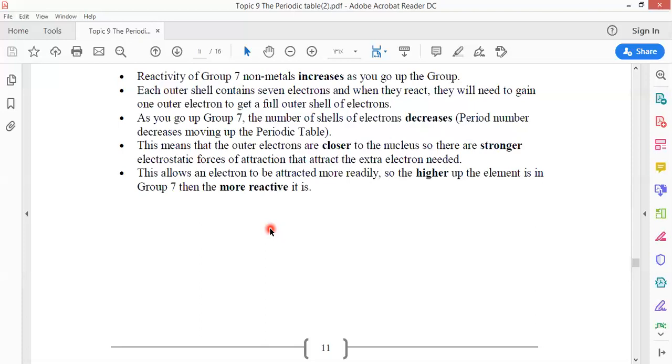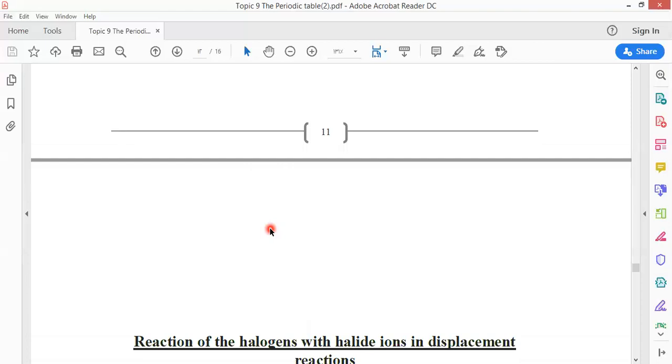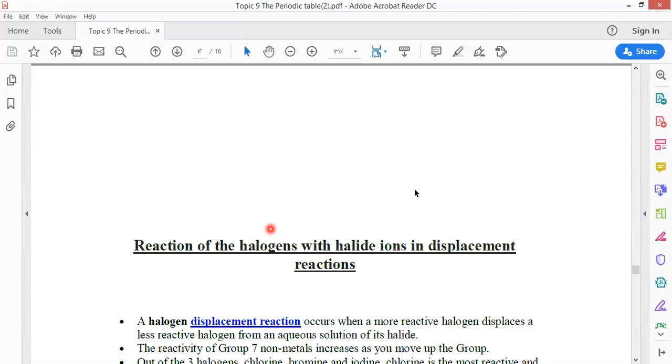How many electrons exist in the outermost shell of group number 7? Seven electrons. So what is the behavior of these elements? These elements have to gain one electron. Why? To be 8, so it will be stable. So these elements are very active, yes. Next, we see reactions of halogens with halide ions in displacement reactions.